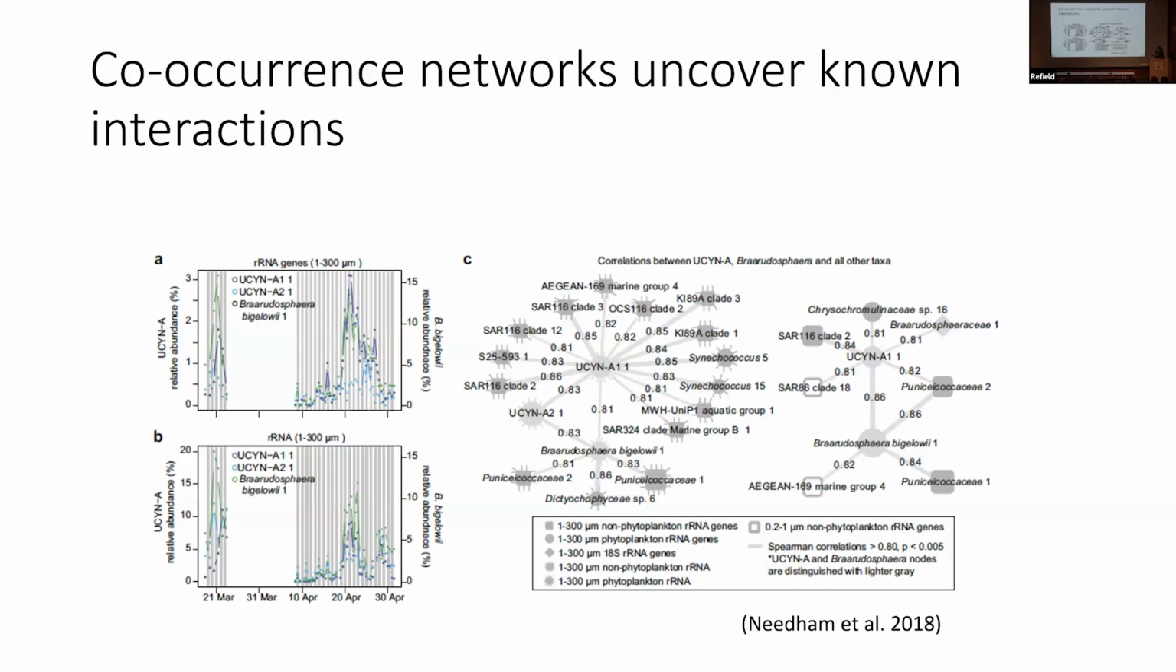For example, the UCYN-A cyanobacteria, that's a nitrogen fixer, and an endosymbiont of Braarudosphaera bigelowii. That's really exciting, that we can take environmental data of a time series or spatial survey and pick out real interactions from that, because there are many, many more interactions occurring in the oceans that we don't have experimental evidence to validate. And so being able to pick them out of these time series or spatial surveys is really powerful.